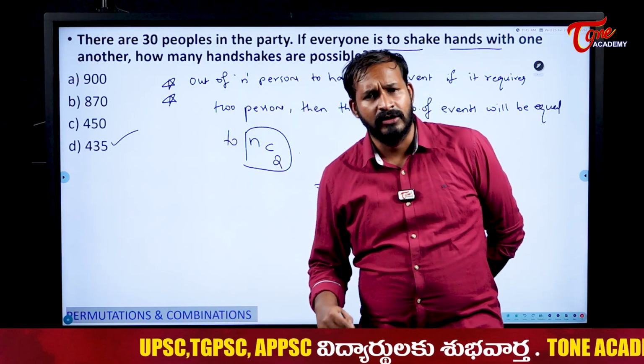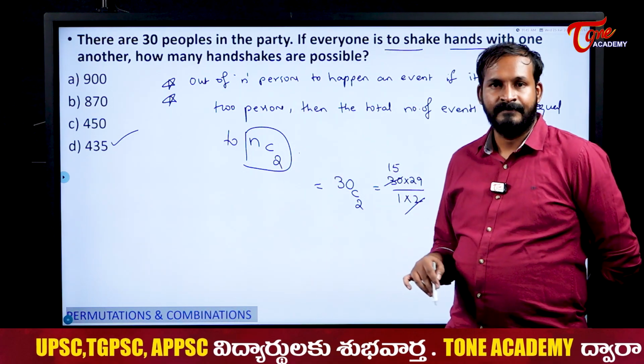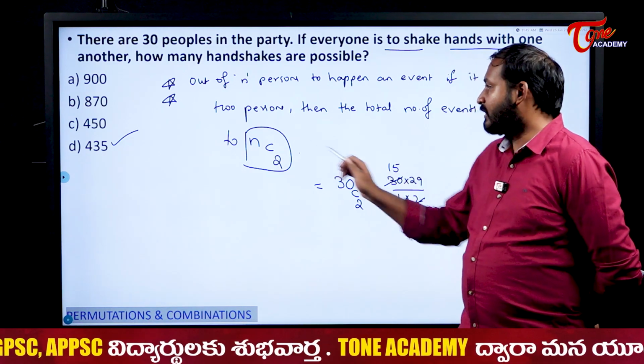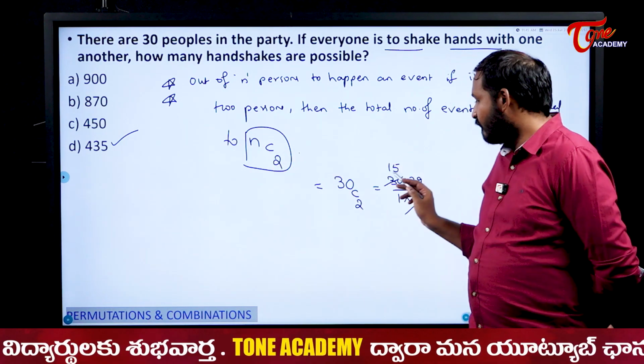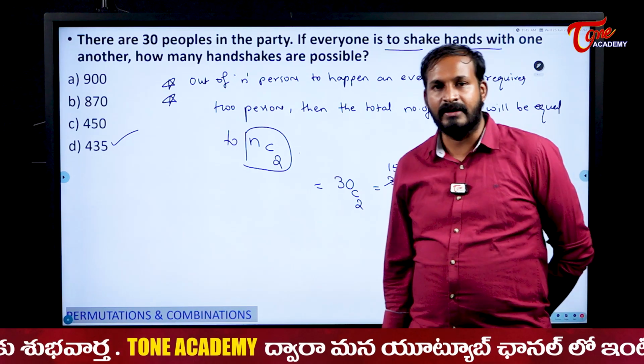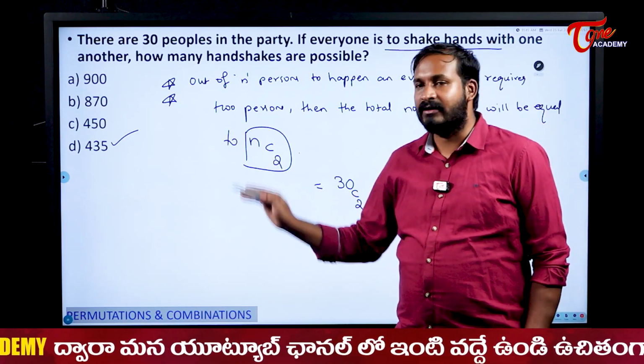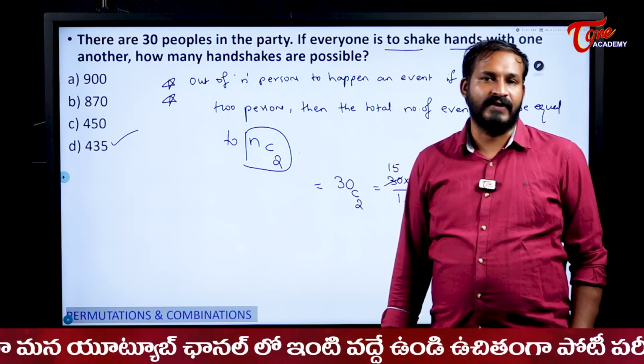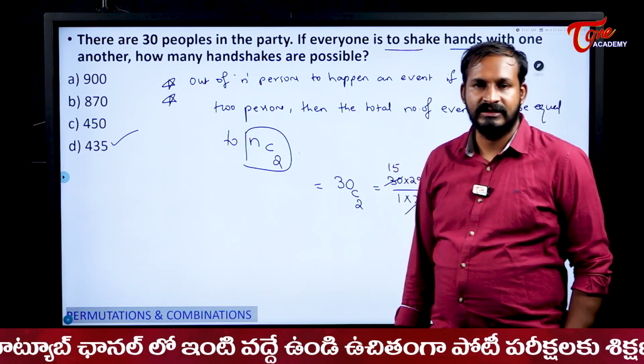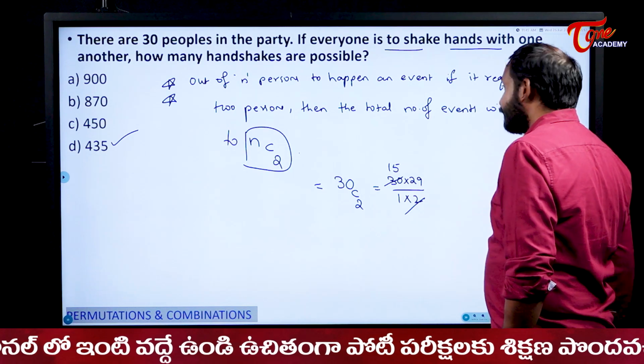No need to think and no need to calculate everything here. Very simple. You can directly write it as 435. Why? Because the unit digit is 5, and there is only one number with unit digit 5 in the options, that is 435. So we will mark our answer as 435. Understood, students? Right? Next one.